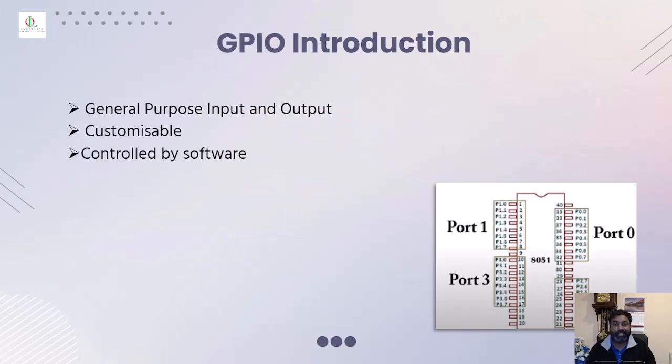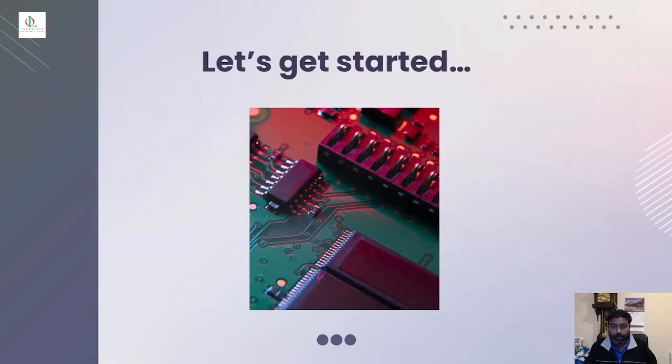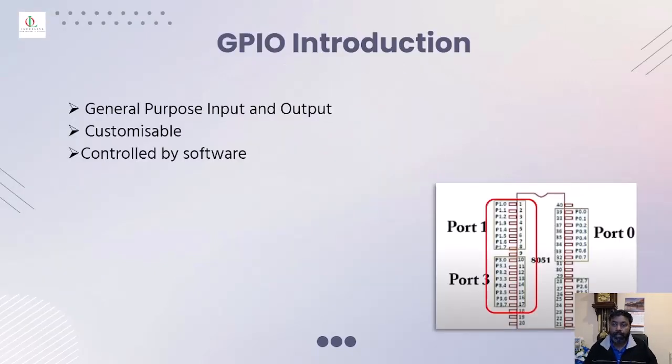First, we start with the introduction to GPIO. What is a GPIO? GPIO abbreviates to General Purpose Input and Output. It is customizable. It is also controlled by software. For example, in this picture, it is an 8051 microcontroller. As you can see, it has ports written all over it. Port 0, port 1, port 2, and port 3. Ports are nothing but your GPIOs.